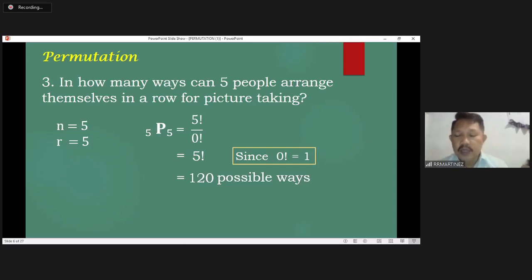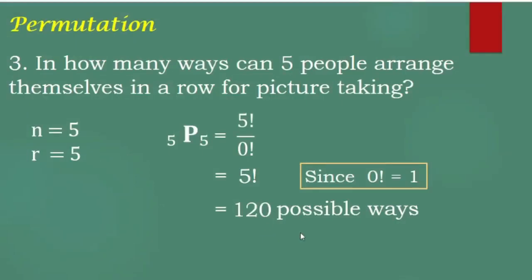Sir, where did you get the 120? Okay, you just simply multiply the 5 factorial, class, in descending order up to 1. So, meaning 5 times 4 is 20, times 3 is 60, times 2 is 120, times 1 is 120. So therefore, our final answer here is 120 possible ways.